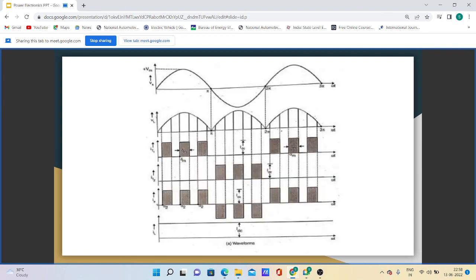In this, the devices are turned on and turned off several times during a half cycle, and the output voltage is controlled by changing the width of pulses. For turning on and off, the gate pulses are generated by comparing a triangular wave with a DC signal. The first pulse starts at alpha 1 and ends at alpha 1 plus delta 1. The second starts at alpha 2 and ends at alpha 2 plus delta 2.